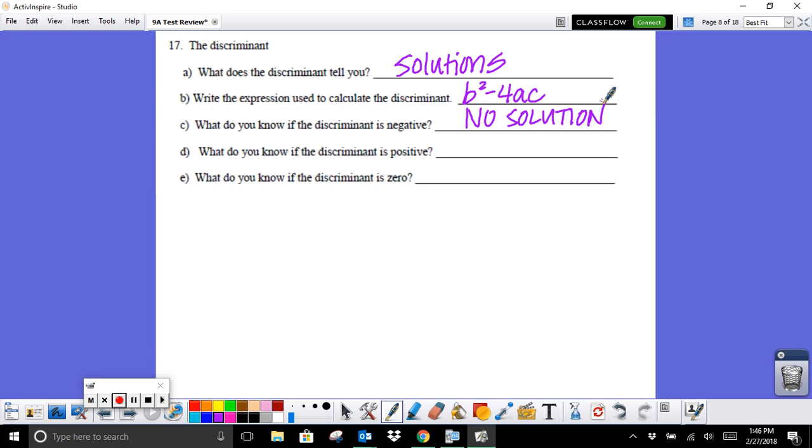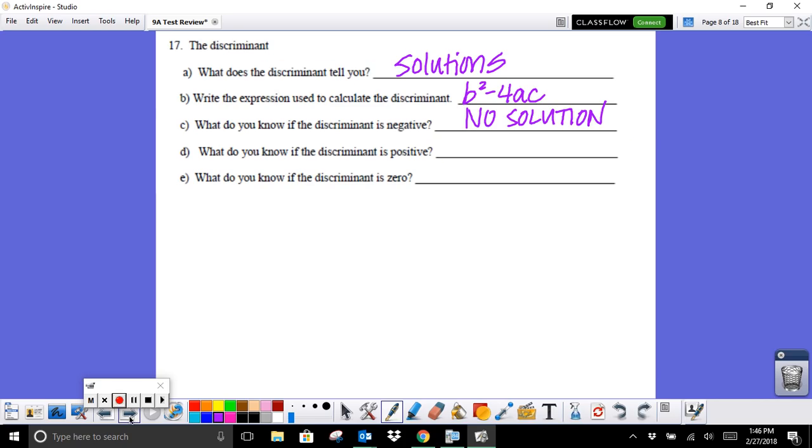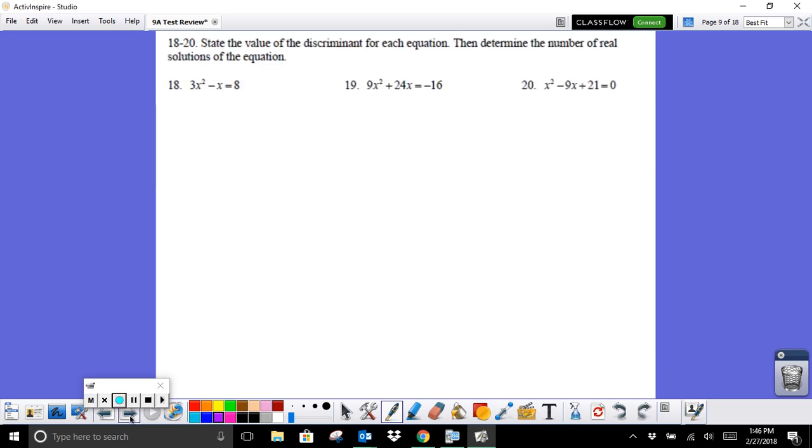What do you know if the discriminant is positive? If it comes out to be positive, which it did on number 15, under the square root we had 189, we ended up with 2 answers. So you're going to have 2 solutions if it is positive. And if the discriminant is 0, you're only going to have 1 solution. Remember, a solution is an x-intercept.